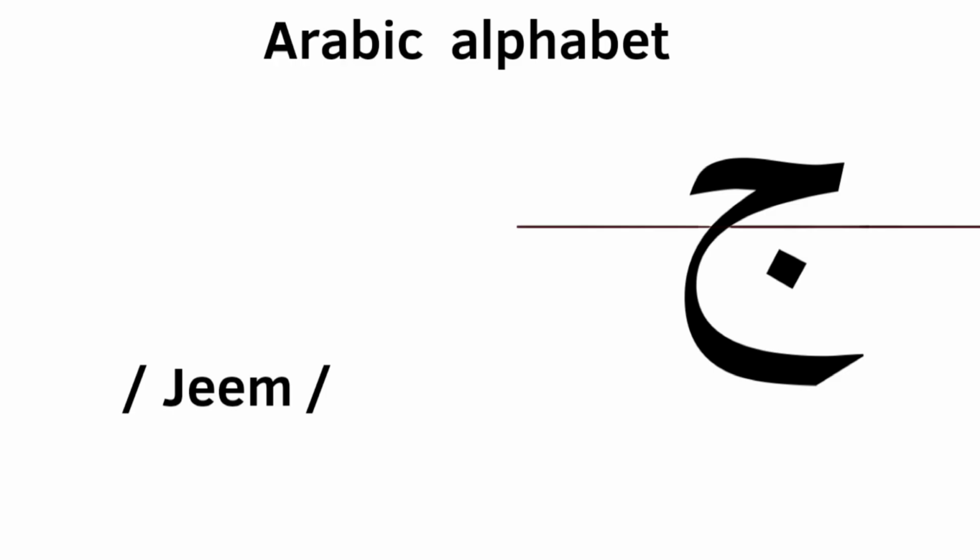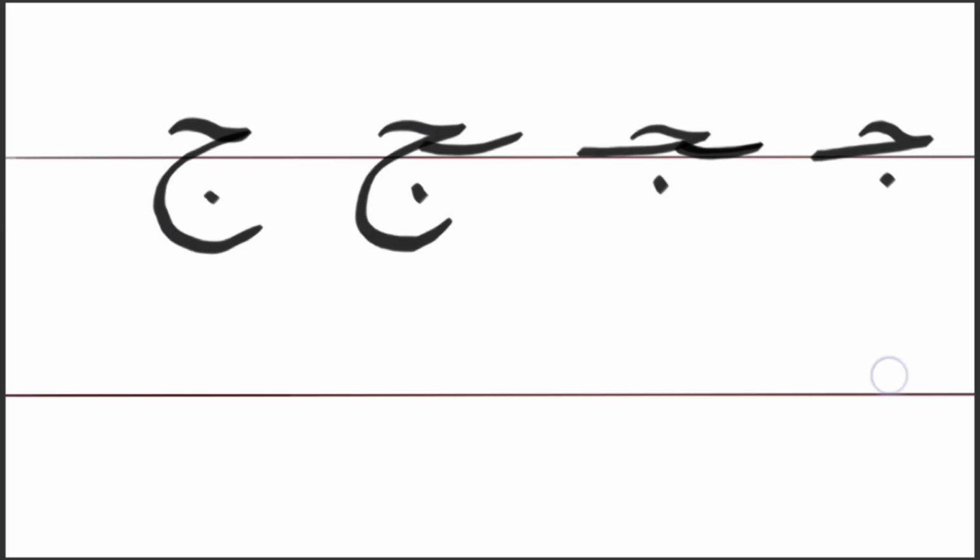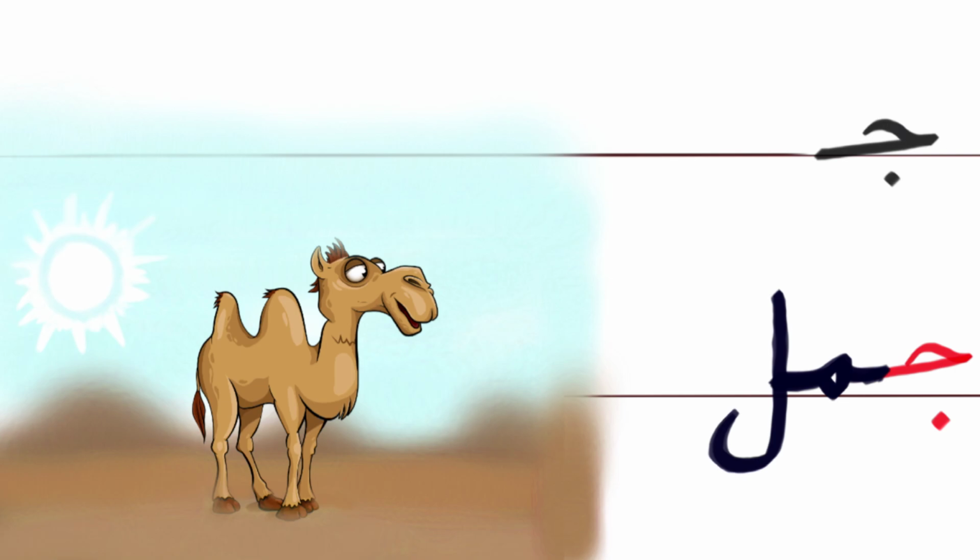Let's see how to draw this letter. As we notice, there are 4 different shapes for this letter depending on its position in a word. Initial. This is how we draw this letter when it comes at the beginning of a word, as we see in this Arabic word, جمل, which means a camel in English.